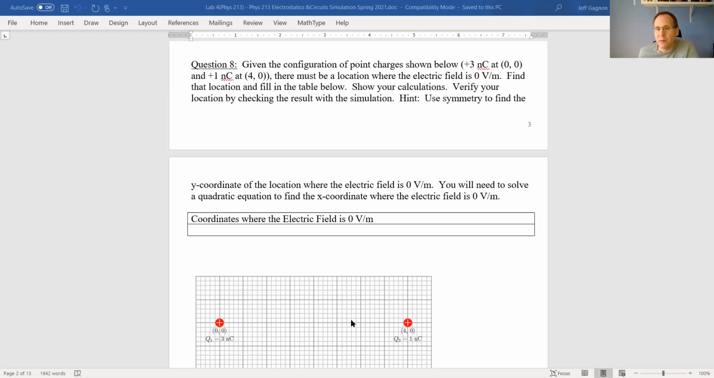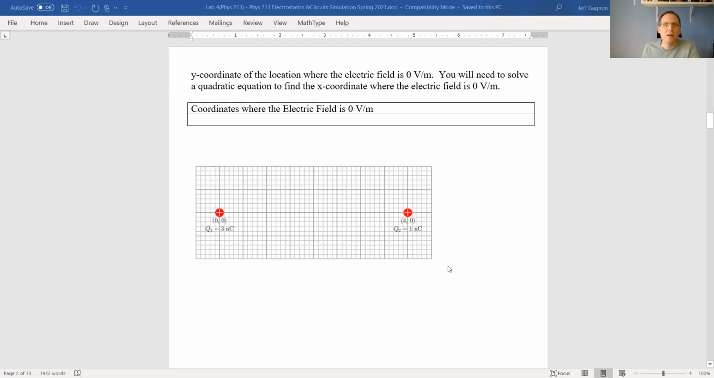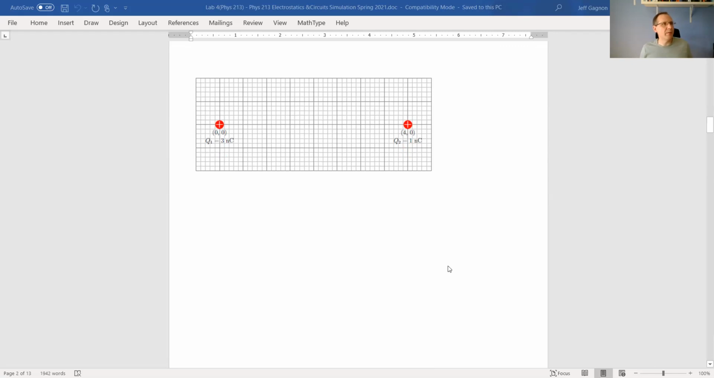So I want you to find that location. Find where the electric field is 0. Give me the coordinates where the electric field would be 0. Okay, so that one you have to think about a little bit. You're going to have to solve this. Show me your calculations, and then just give me the coordinates in this table here. Okay, so that's it for the first part.